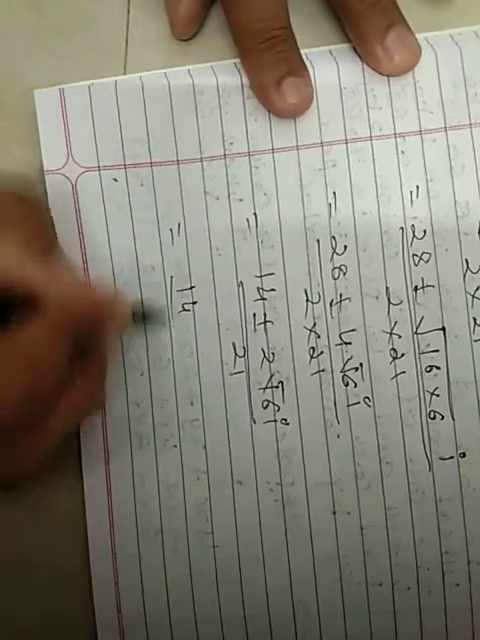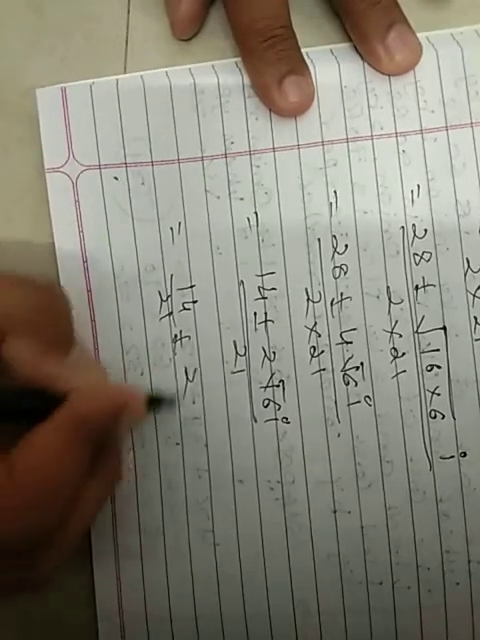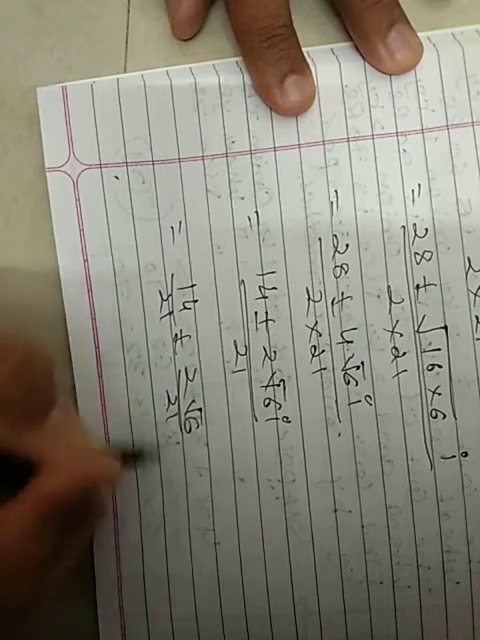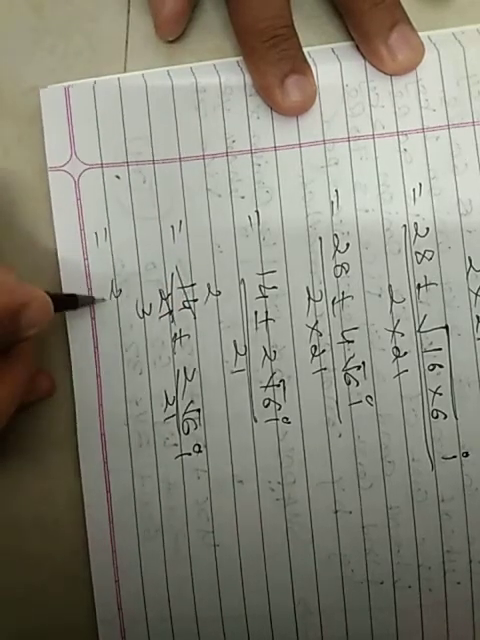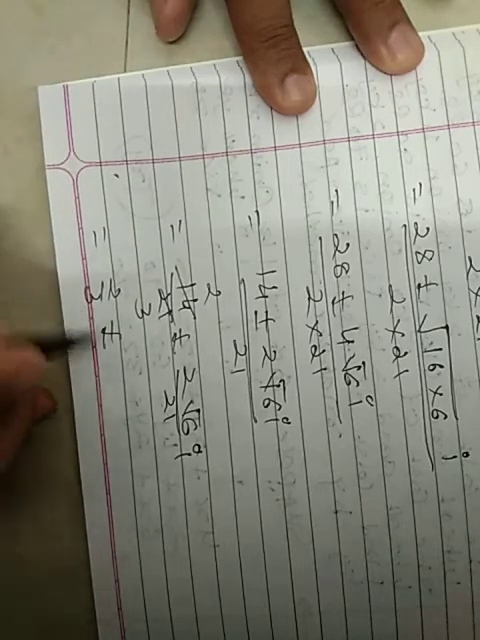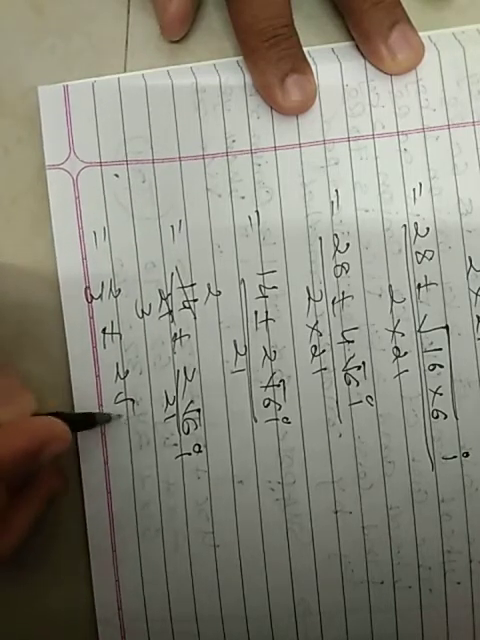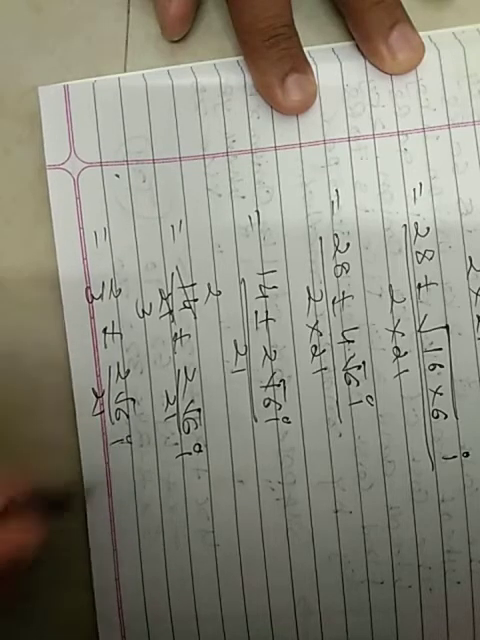Therefore 14 by 21 plus or minus 2 root 6 upon 21i. Final answer: 7 2s are 14, 7 3s are 21. So the final answer is 2 by 3 plus or minus 2 root 6 upon 21i.